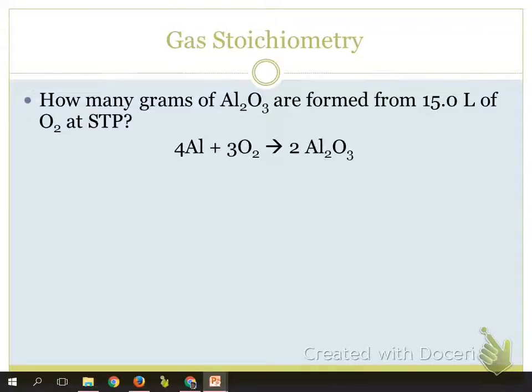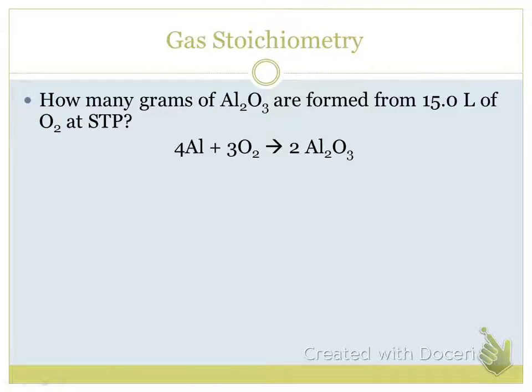And here is your balanced reaction. All right, let's go ahead and start working here. We want to find out how many grams of aluminum oxide are formed from 15 liters of oxygen at STP. So in a T-chart, we always start with what? We always start with what we know, and we know we have 15 liters of O2. This only works at STP, right? Because the 22.4 conversion factor only works at STP. So we have to make sure that our problems are at STP, okay?